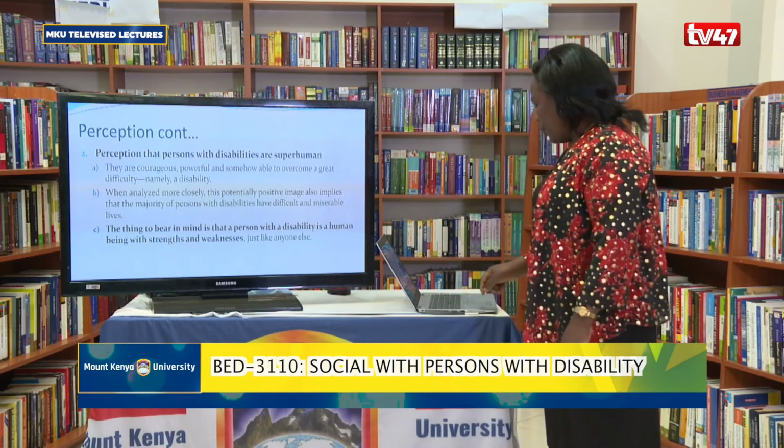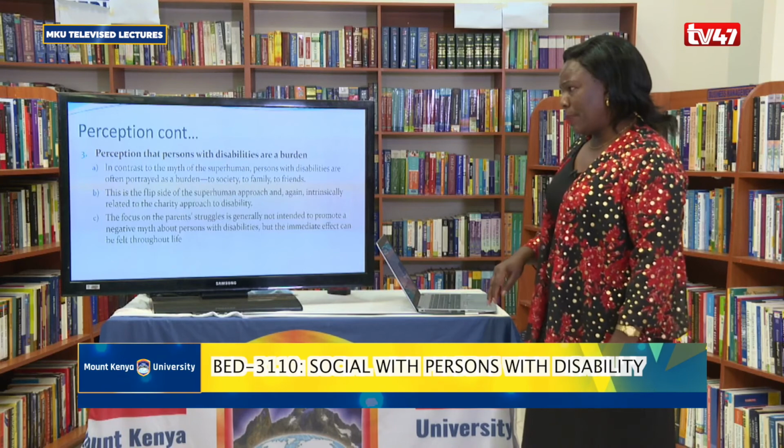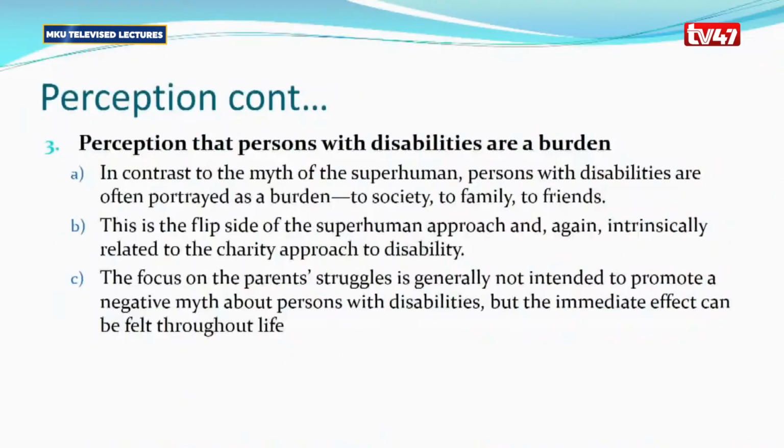All right. Then we get to the third perception. That perception is that persons with disability are a burden. In contrast to the myth of superhuman, persons with disabilities are often portrayed as a burden to society, to family, to friends. This is the flip side of the superhuman approach, and again, intrinsically related to the charity approach to disability. The focus of the parent struggle is generally not intended to promote a negative myth about persons with disability, but the immediate effect can be felt throughout life.